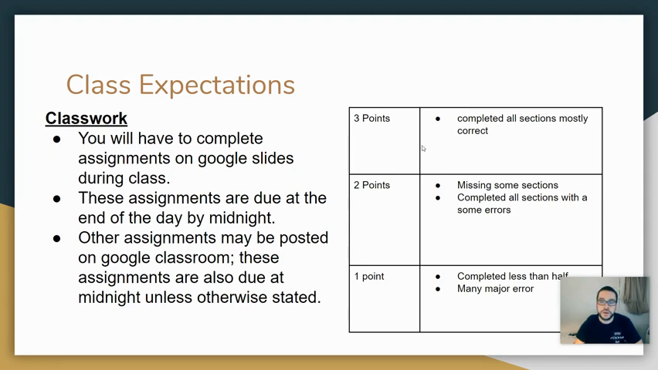This is the rubric. I'm grading mostly for completion, and if there's stuff that they're really missing, they're going to get a point or two off so that they understand what they need to go back through and study.